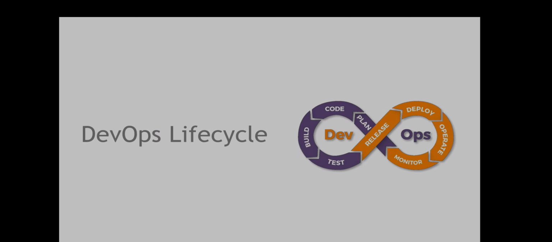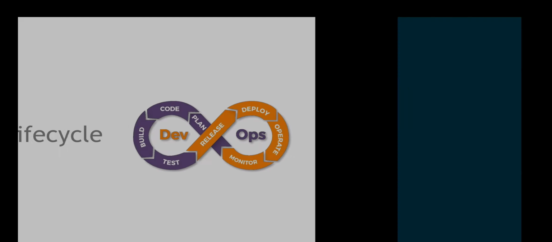This is the DevOps Lifecycle. First, we have to plan our requirement, and after that we have to code the functionality. After that we have to build that code and test and release, deploy, operate and monitor. This is the DevOps lifecycle.